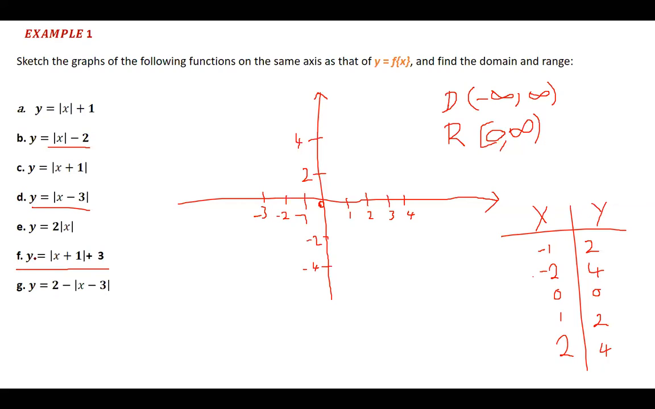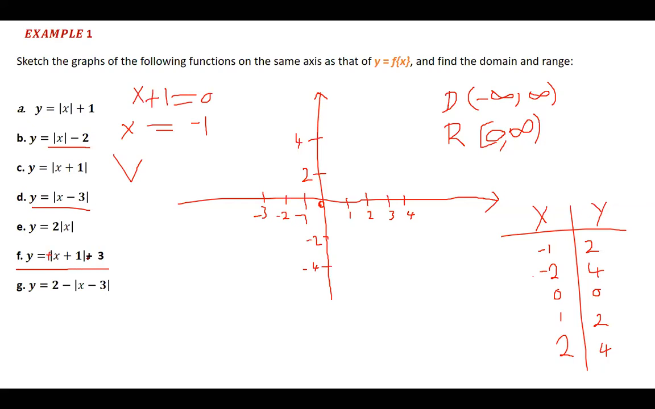So it's saying y is equal to the absolute value of x plus 1, plus 3. First of all, you need to equate the x plus 1 to 0. When you equate x plus 1 to 0, you discover that x will be equal to negative 1. So it's going to bend here. Then the gradient is positive, meaning it's going to go up, since we have a positive 1 in front there.